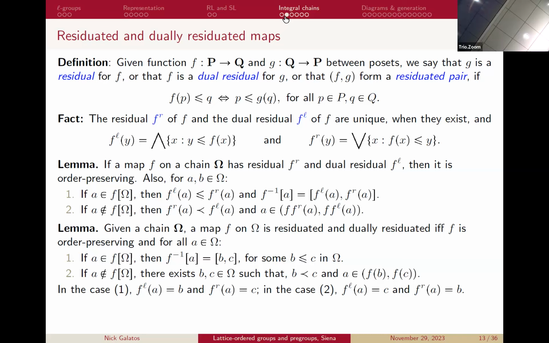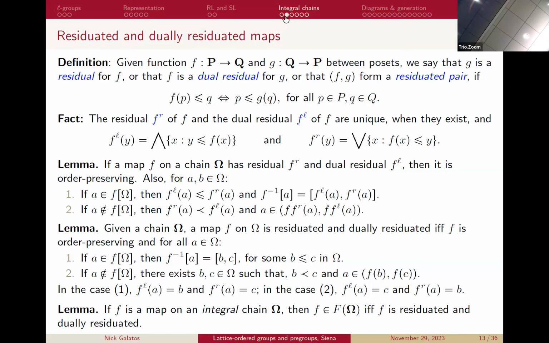Whether its residuals will have dual residuals or not, we don't know. That's why this is not enough to tell you that this is going to be an element in F of omega of the chain. But for integral chains, it is. For integral chains, having one residual and one dual residual will give you all of them for free. And this will be characterized by that.